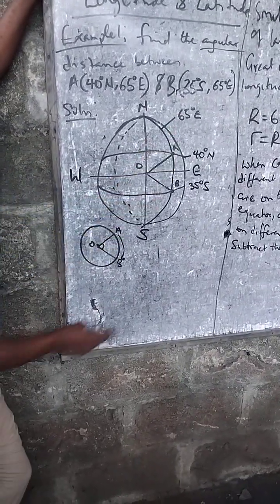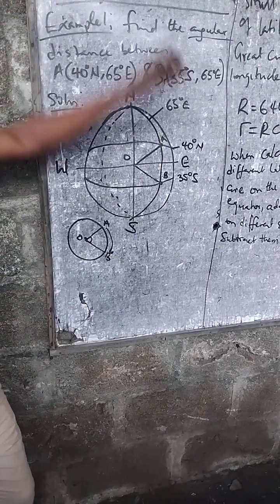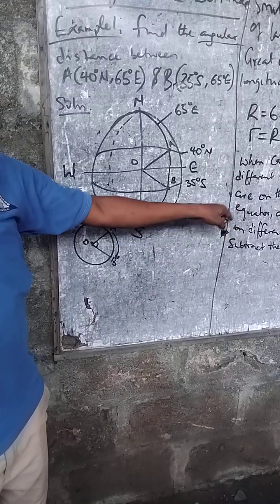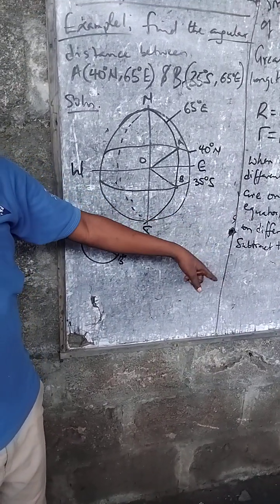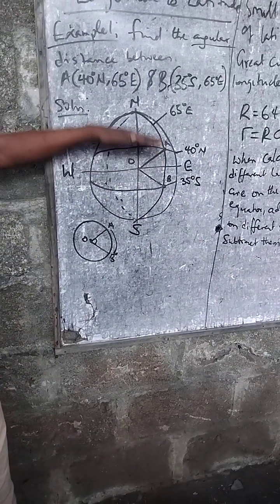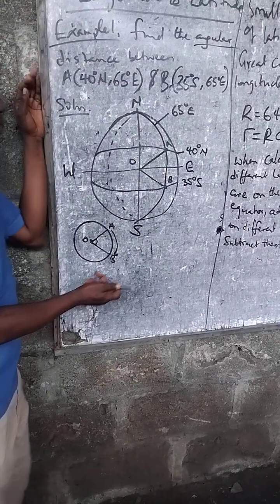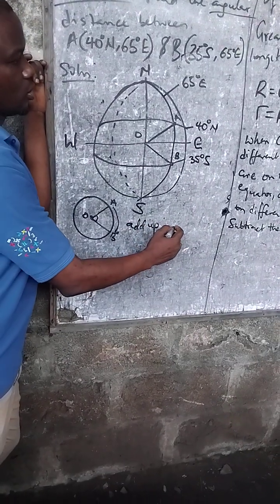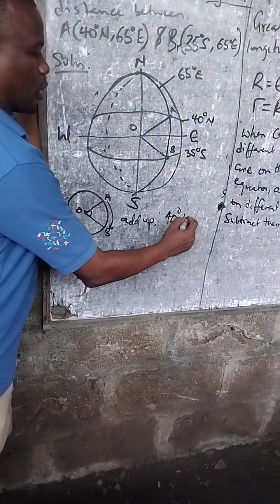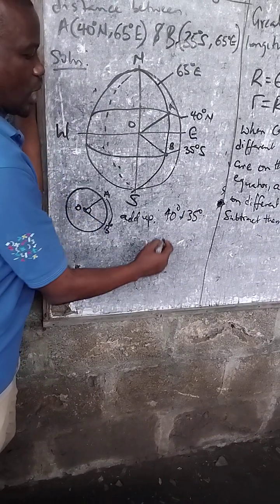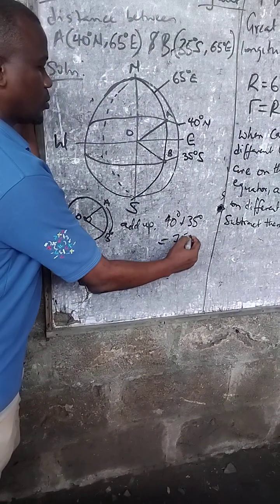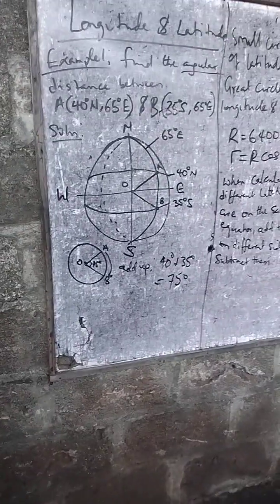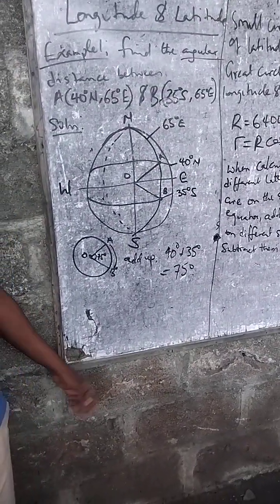So if this is 65, this is 35. Based on this explanation I made here, when the latitudes that form the points are on different sides of the equator, you are going to do what? You are going to add. This one is on the northern side, this one is on the southern side. So you are going to add up. So you are going to have 40° north plus 35° south, and it will give you 75 degrees. That means the angle here is 75. That's all. That's what they're asking. It's as simple as that.